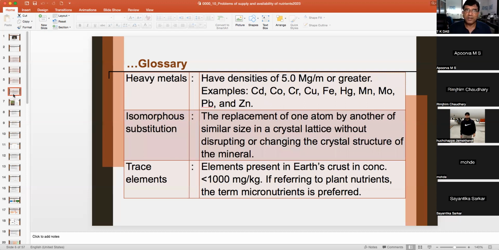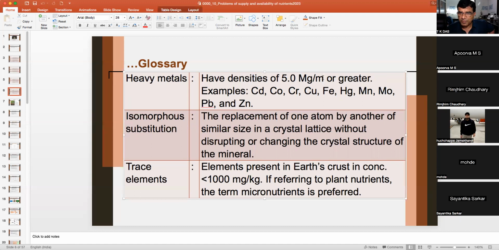Heavy metals, how to define heavy metals? They have densities of 5 tons per cubic meter or greater. I need to check it, but it should be per cubic meter because meter alone has no meaning. Have densities of 5 tons per cubic meter or greater. Examples are cadmium, cobalt, chromium, copper, iron, etc.